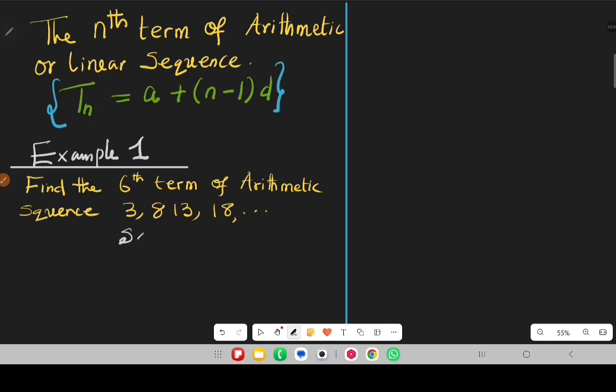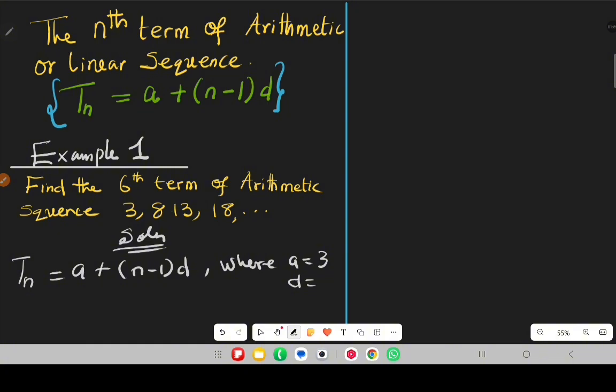Solution: Tn equals a plus (n minus 1) times d, where a is the first term, and the first term of this sequence is 3. We write down 3, and d is the common difference. The common difference means the following term minus the preceding term, that is 8 minus 3 gives us 5, 13 minus 8 gives us 5, 18 minus 13 gives us 5. So 5 is the common difference. Then n is the nth term, which is 6.